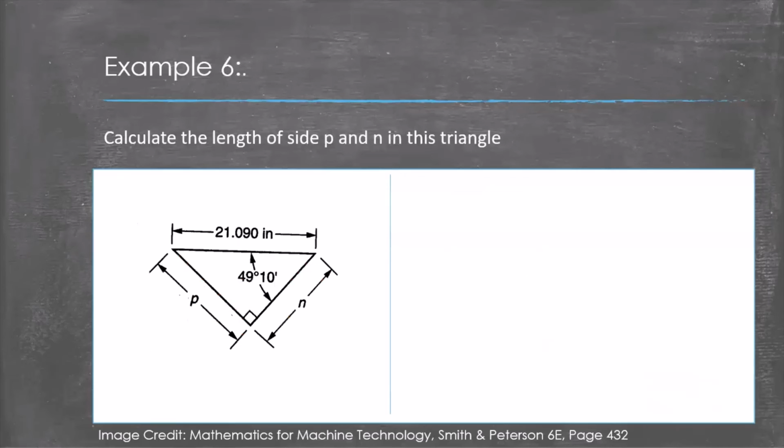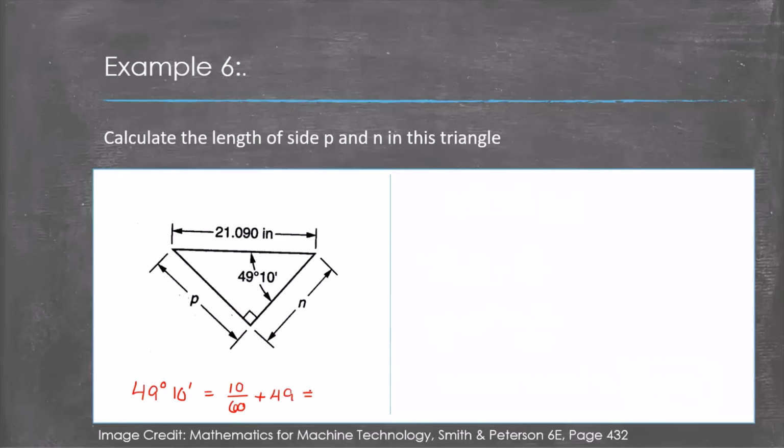One final question for this section. We want to find the length of both P and N in this particular triangle. This time we have 49 degrees and 10 minutes. So we need to make sure we know how to put that degrees and minutes in our calculator, and I'm going to recommend using the degree and minute button. If you don't use the degree and minute button, you should convert the 49 degrees, 10 minutes, into a decimal. So that is equal to 10 divided by 60 plus 49.